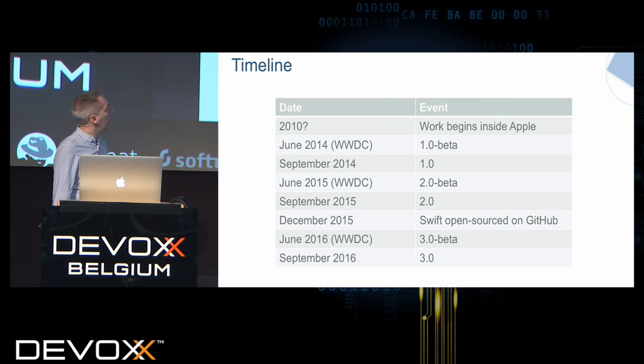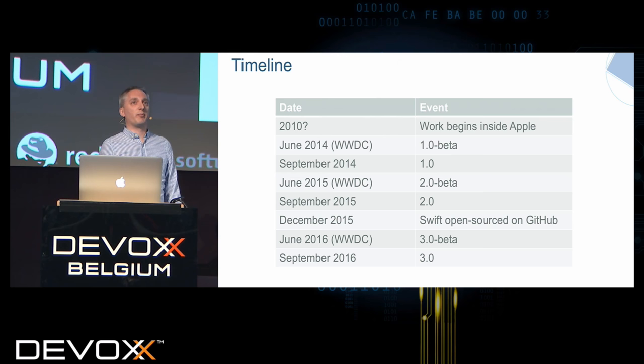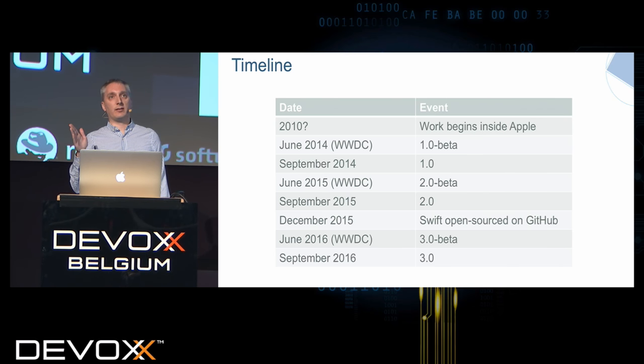So what's the timeline? We don't know exactly when Swift kind of began, but we can make a guess. Guess is around 2010 when it started on someone's laptop inside Apple. But it was kind of revealed to the world 2 years ago. WWDC is Apple's annual developer conference, as many of you'll know. It was June 2014 when they revealed that they'd been working on this language, and they released at that point a beta of Swift 1. And since then, it's been kind of going on a yearly cadence. So at each successive WWDC, there's been a new beta with the GA later on in the year, coincidental with a release of iOS.